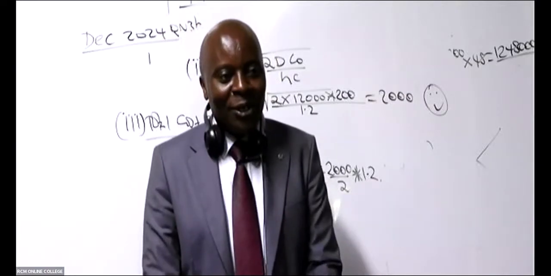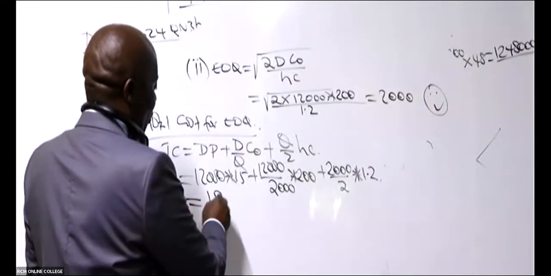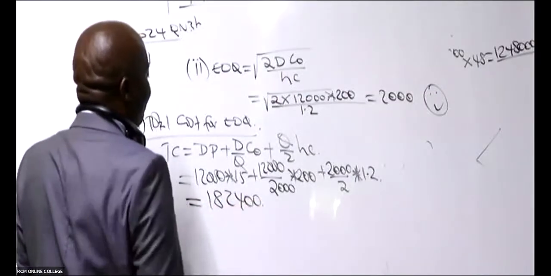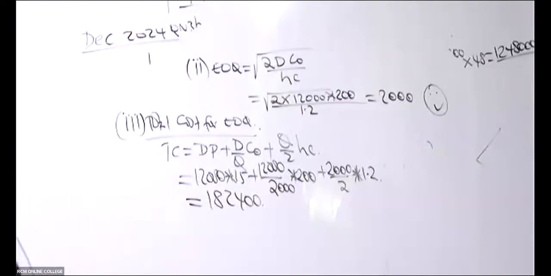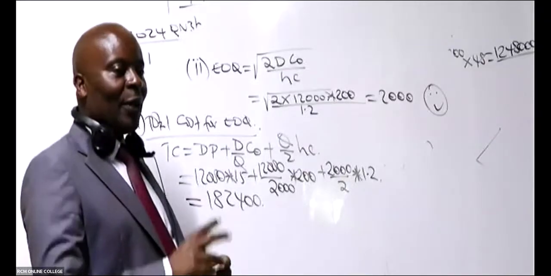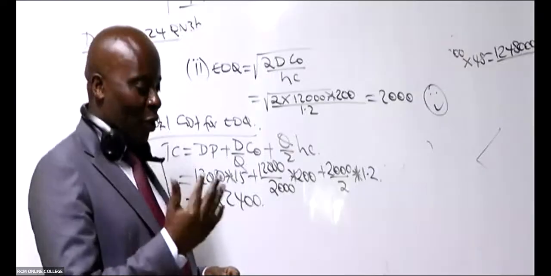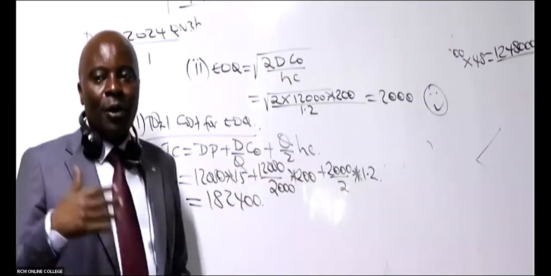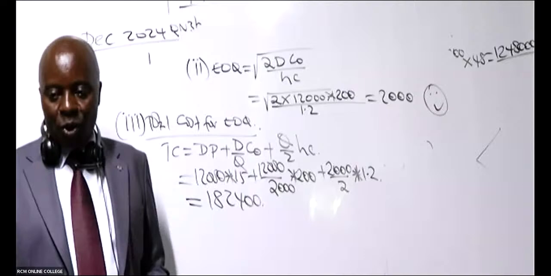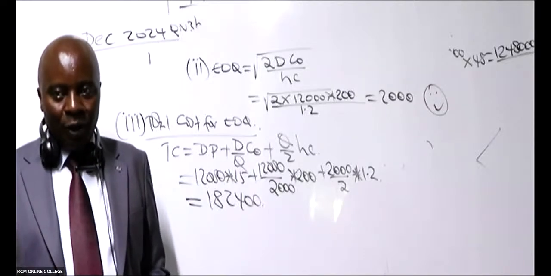So they're getting 182,400. Yeah, for 182,400. So then what would you recommend? What would we recommend? This time around, in this case, I'm recommending EOQ. EOQ is cheaper now, isn't it? The other one was 183,000. This is 182,400, isn't it? So I recommend the EOQ model. It is cheaper.